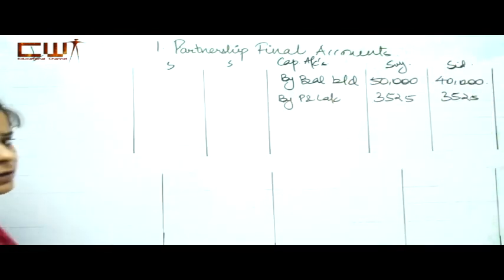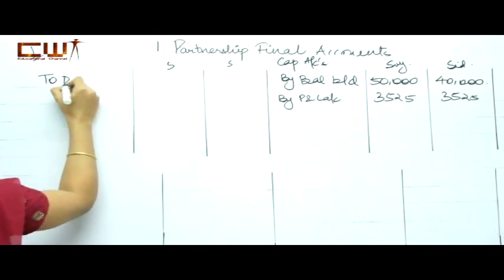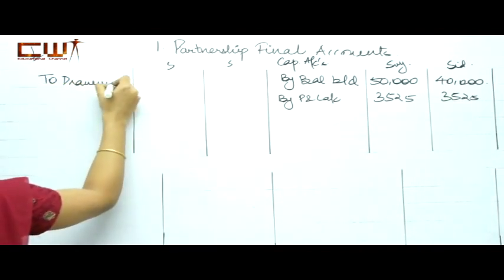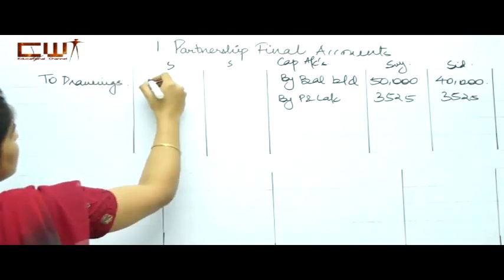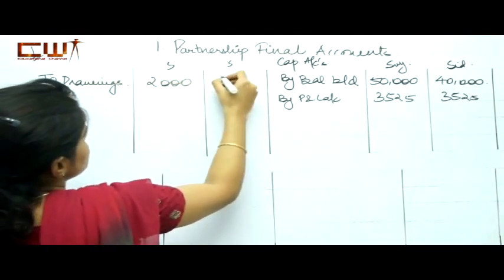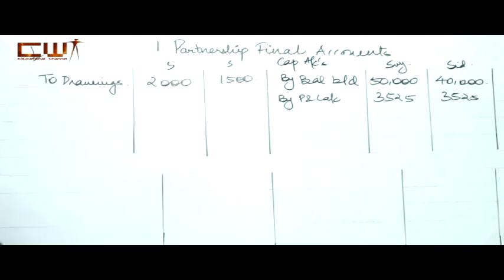Next, come on to this side. What do you have? They have the drawings also on the debit side. Drawings is given as the last item. 2,000 and 1,500 for Suyash and Siddesh respectively. So you have two drawings, right? How much are the drawings? 2,000 and 1,500. 2,000 for Suyash and 1,500 for Siddesh. Next, what have they been given? Nothing. You just have to calculate the balance. Nothing else will come.